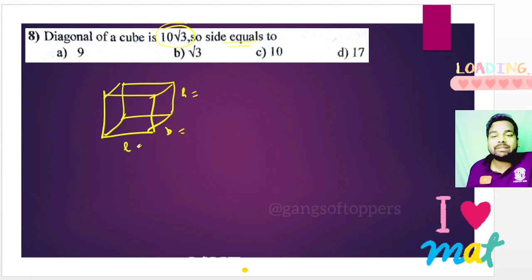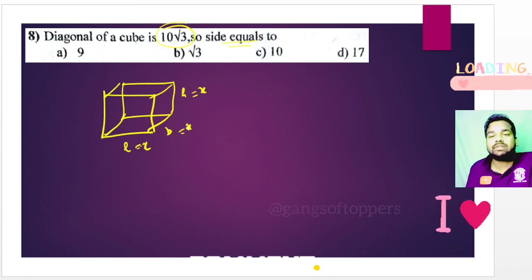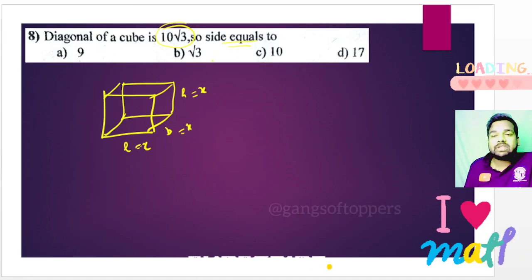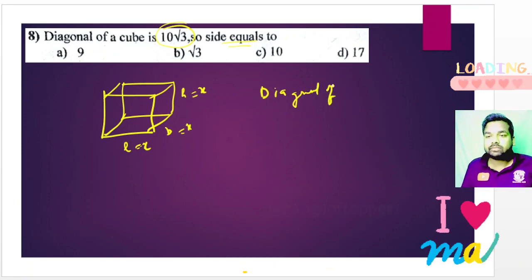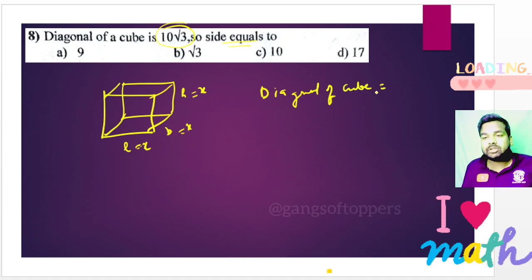So just take the example that the length is x, then the breadth will also be x, and the height will also be x. And the question is saying that the diagonal of the cube is given. So we write the concept, that the diagonal of the cube is equal to 10 root 3.